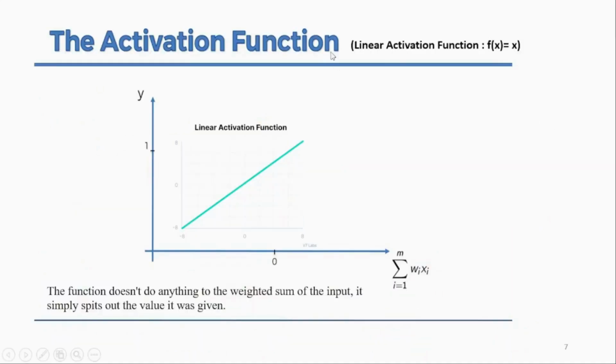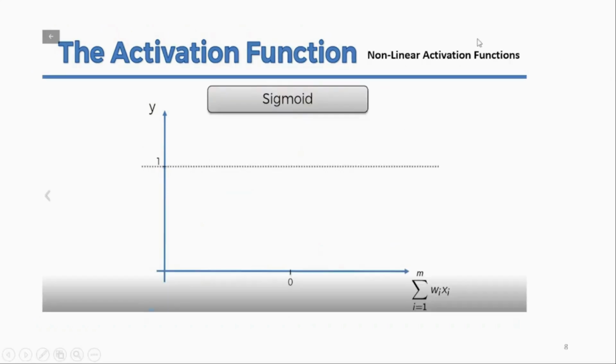Similarly, this is another activation function, the linear activation function, f of x equals a x. The function does not do anything to the weighted sum of the input. It simply spits out the value it was given. Means if the input is given to this activation function, it simply passes the input through as output. There is no change, nothing to do with the weights. That's why we rarely use the linear activation function. And these are non-linear activation functions. There are tens of non-linear activation functions.